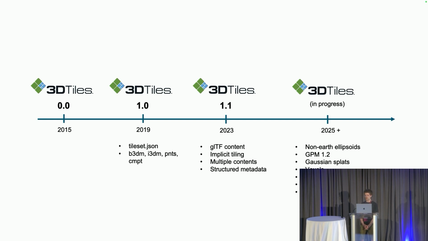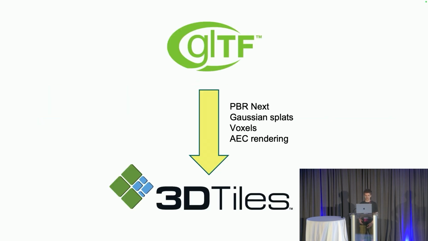Since then, we've worked on a variety of new features, and I'll be covering pretty much each of these as we go. And a common theme that we'll see is that the glTF ecosystem and the 3D Tiles ecosystem are very closely connected. So because 3D Tiles references glTF for its tile content, anytime new extensions are added to glTF, we kind of get them for free in a way in 3D Tiles. So this includes compression techniques like Draco, Meshopt, and KTX2. It also includes GPU instancing, PBR Next materials, and more recently, Gaussian splats, voxels, and AEC rendering extensions.